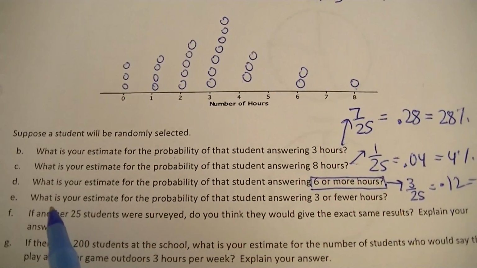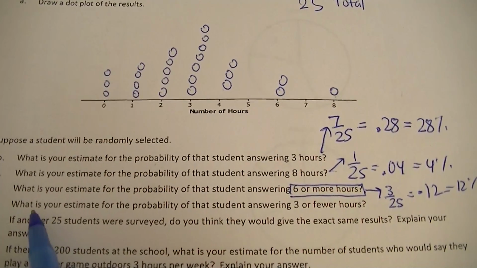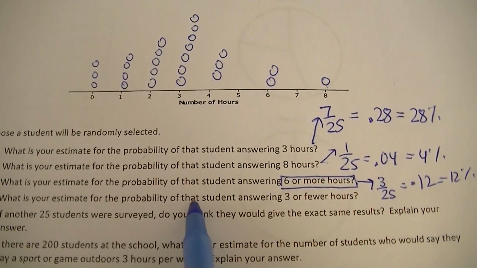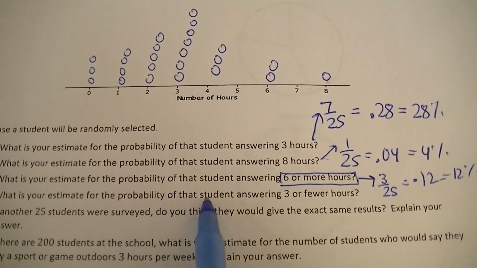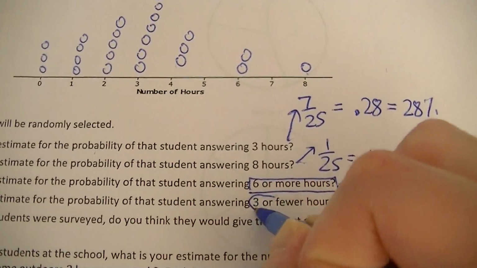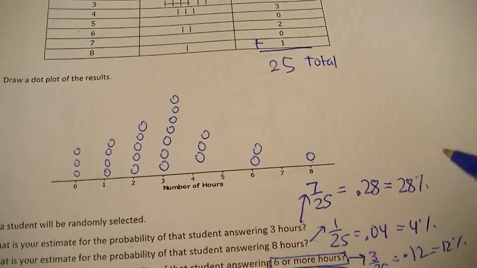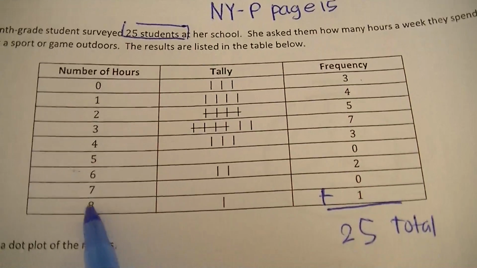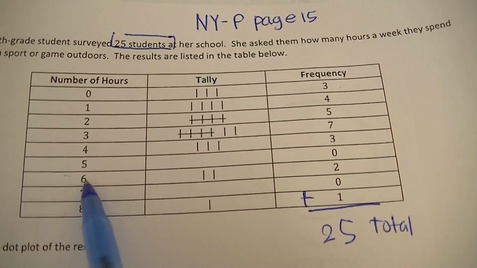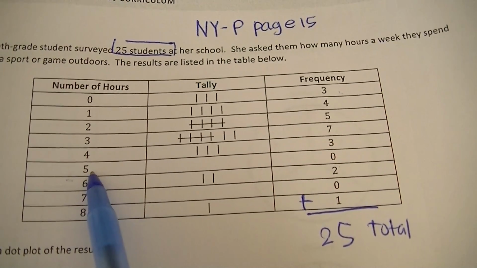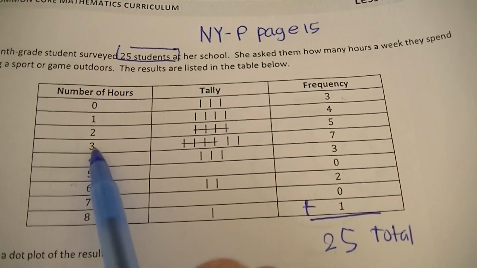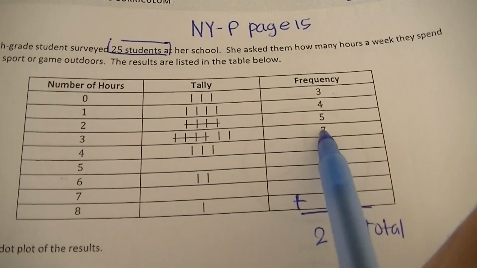Okay, here's another one of those kind of sort of tricky worded ones. What is your estimate of the probability of that student answering 3 or fewer? Okay? 3 or fewer. So, I mean, you kind of talk to your paper. Hey, are you 3 or fewer? Nope. Are you 3 or fewer? Nope. Are you 3 or fewer? Nope. Are you 3 or fewer? No. Are you 3 or fewer? No. Are you 3 or fewer? Yeah. And there's 7 of you.